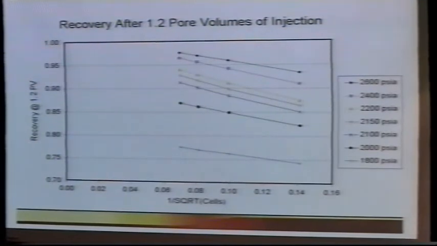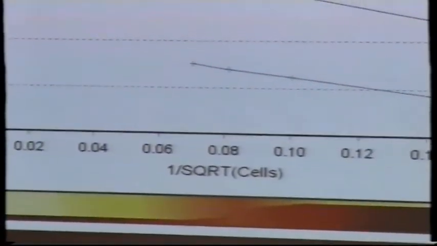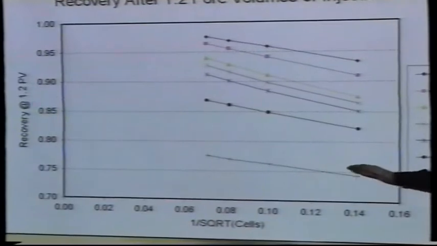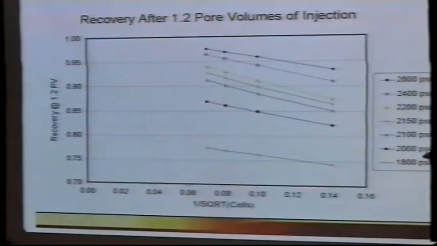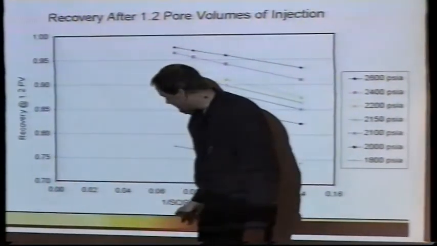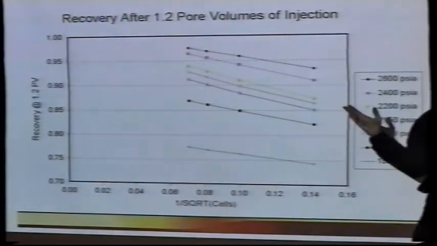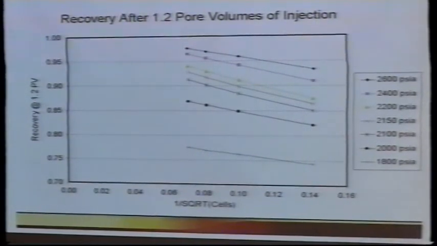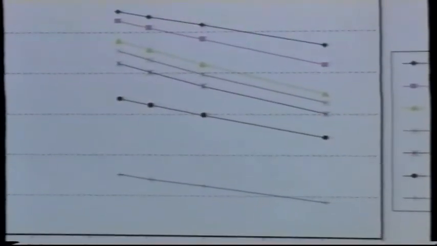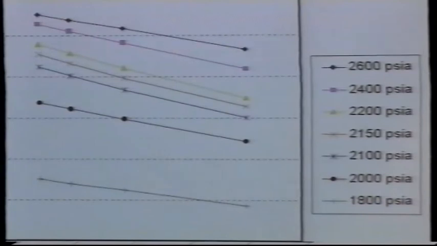Now the extrapolation is pretty straightforward. You can plot up recovery versus 1 over the square root of the cells, and once you get in the region where extrapolation is safe, you'll always get straight lines. And so you just extrapolate these back to where they intersect at an infinite number of cells, or 0 for the inverse. And that gives you your extrapolated recoveries. And it works whether you're above or below the minimum miscibility pressure.